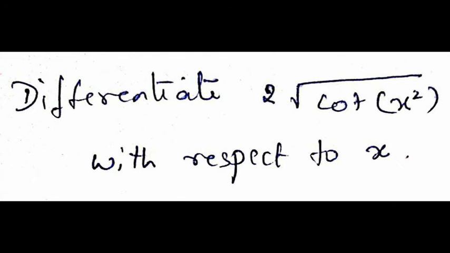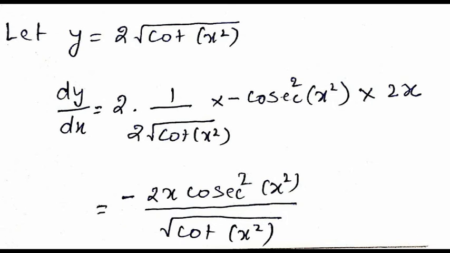Differentiate 2 root cot x square. Derivative of root x is 1 upon 2 root x. Derivative of cot x is minus cosec square x. Derivative of x square is 2x. Therefore, we get minus 2x cosec square x square divided by root of cot x square.